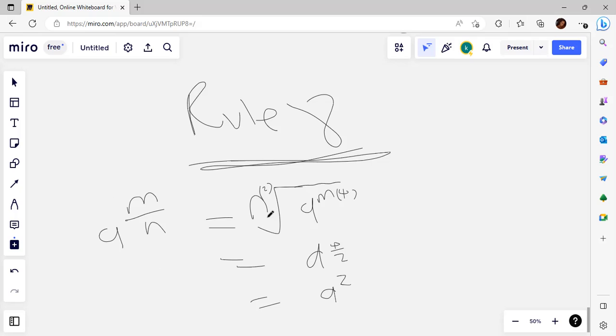And then here, if we have, let's say, the cube root of 10 to the power of 2, how are we going to write it if they want us to write it in exponential form? Good. We're going to write 10 to the power of 2 over 3. Do you guys understand this?